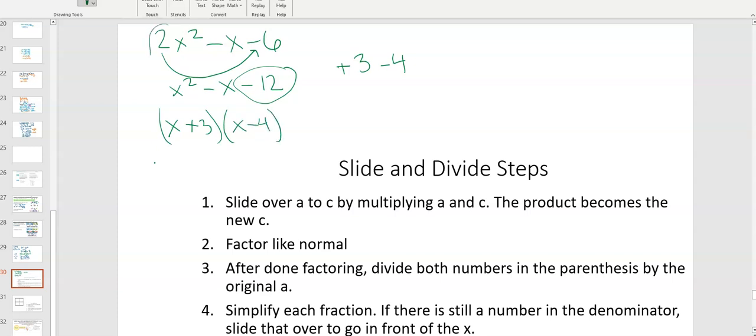And now we're going to take this initial A and divide each term by it. Remember, if it cannot go in evenly, that becomes my new coefficient. 2x. And if it can go in evenly, then we divide and we're done. And that is our answer.